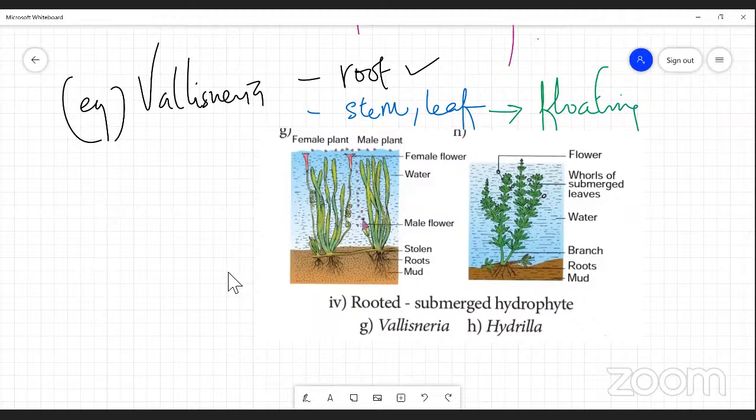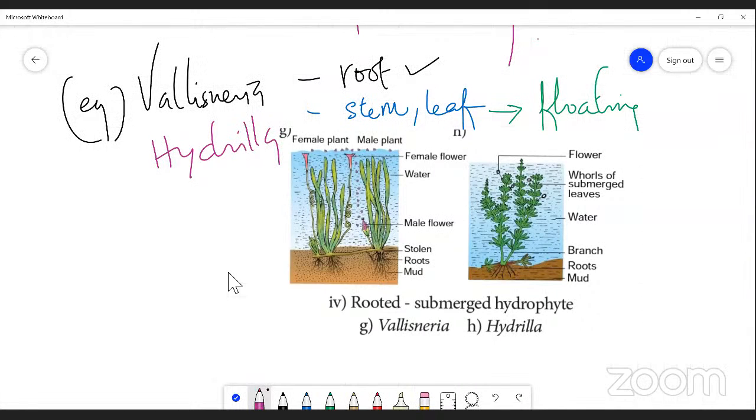So what is the difference between Vallisneria and Hydrilla? In Vallisneria, you find the leaves are ribbon-like, and along with that you see the presence of flowers, male flower and female flower. Male flowers are found at the bottom of the water body, and the female flower near the upper part of the water body. Whereas in the Hydrilla plant, the leaves are dissected, and all the leaves are submerged or floating. So that is called rooted submerged hydrophytes.